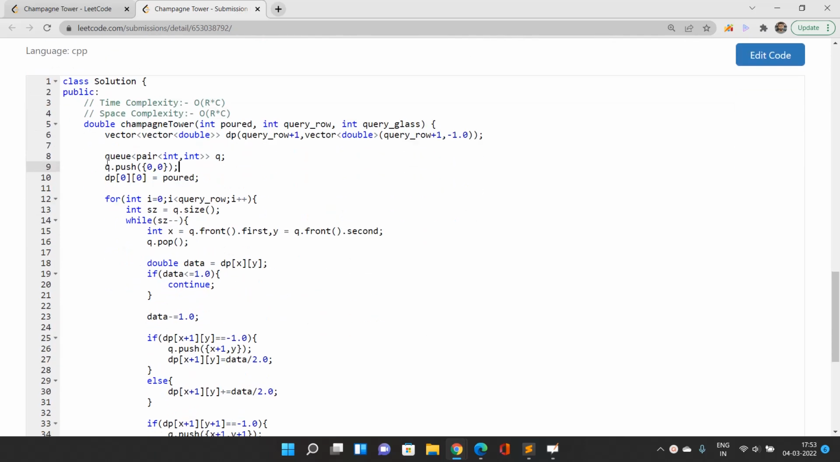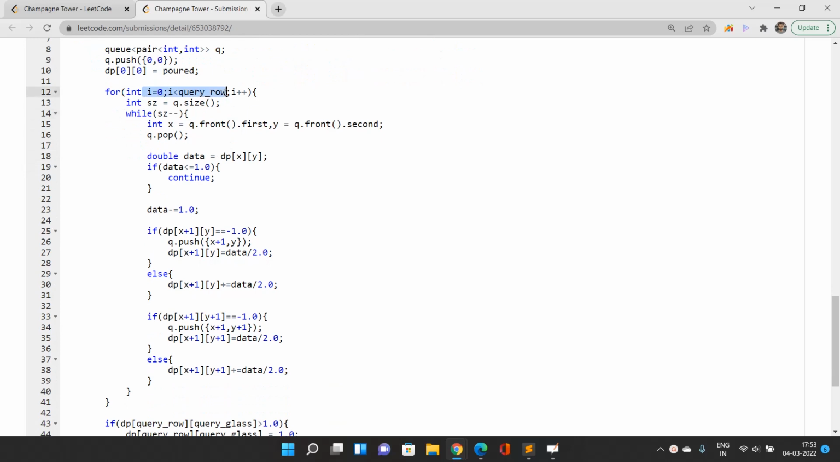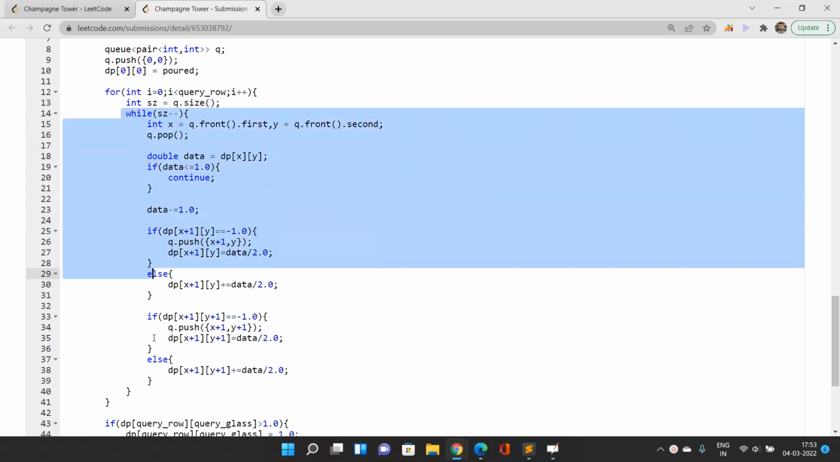So I will start with a queue containing 2 indexes, as we are filling out the values layer by layer. The very first layer will contain 0 comma 0, that is the 0th row and the 0th glass number. Note that everything is based on 0-based indexing. So dp of 0 0 is exactly equal to pour, and we are going to go layer by layer, iterating up to i less than query row. So take the queue size and work on every glass.